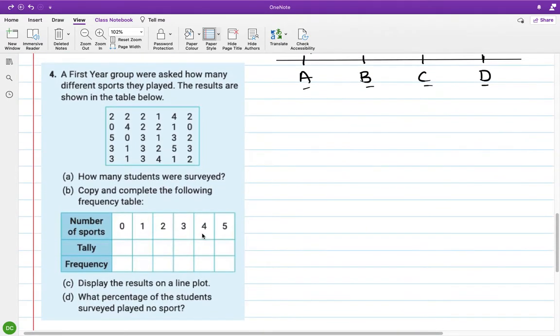Here we go, last question. A first year group were asked how many different sports they played. The results are shown in the table. How many students were surveyed? Okay, so 1, 2, 3, 4, 5, 6. 6 across. 1, 2, 3, 4, 5. So 6 by 5, there were 30 students surveyed.